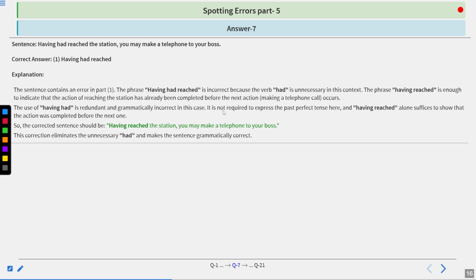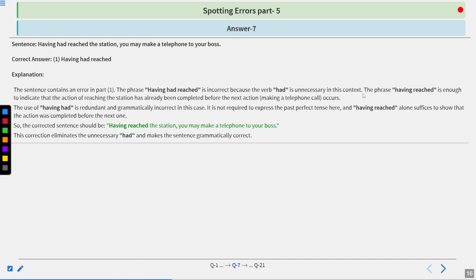The phrase having had reached is incorrect because the verb had is unnecessary. In this context, the phrase having reached is enough to indicate that the action of reaching the station has already been completed before the next action, making a telephone call, occurs. The use of having had is redundant and grammatically incorrect in this case. It is not required to express the past perfect tense here, and having reached alone suffices to show that the action was completed before the next one.